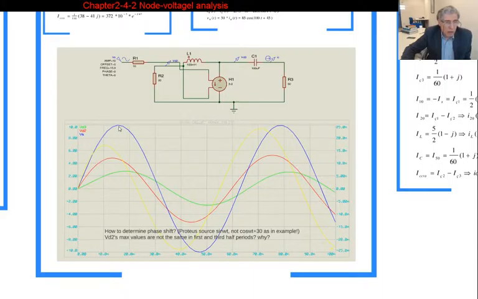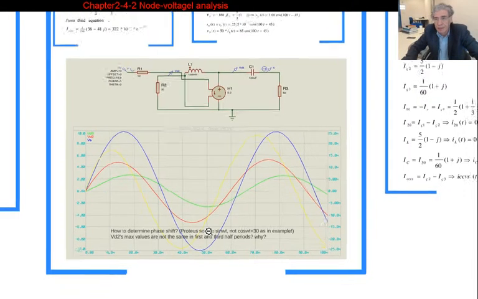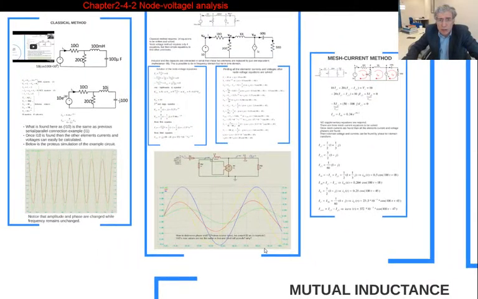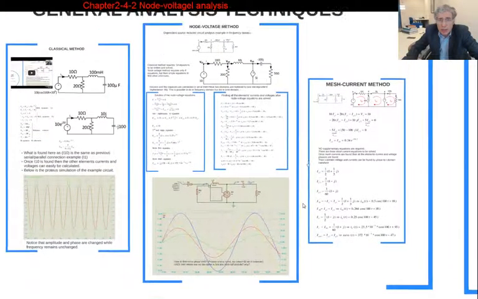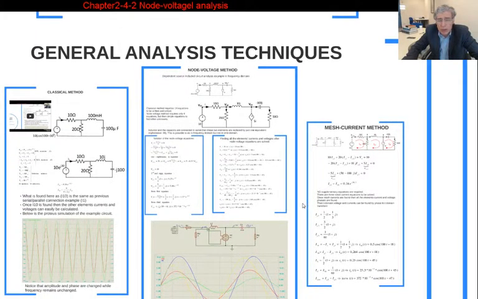Then one period of time is 360 degrees. So this amount of time corresponds to another degree. That degree is the phase difference between those two signals. So you can check it. So that is how we examined the node voltage method. The next method is going to be the mesh current method. So we could finish this.